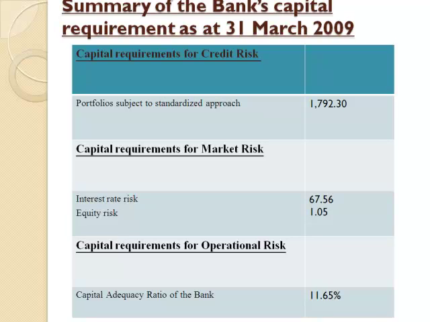Summary of the bank's capital requirement. Capital requirements mainly comprise credit risk, market risk and operational risk. In that, we have the standardized approach, which amounts to 1,792 crores. Similarly, in market risk, we have interest rate risk and equity risk. Interest rate risk mainly amounts to 67 crores and equity risk amounts to 1 crore. In the same way, capital requirements for operational risk consist of the capital adequacy ratio of the bank, which comprises 11.65%.